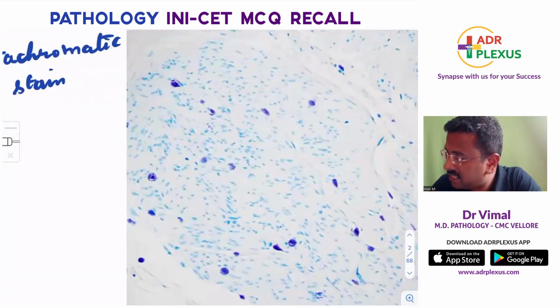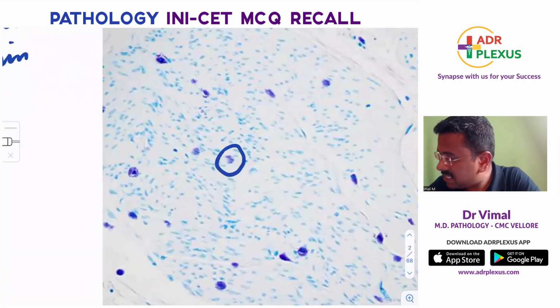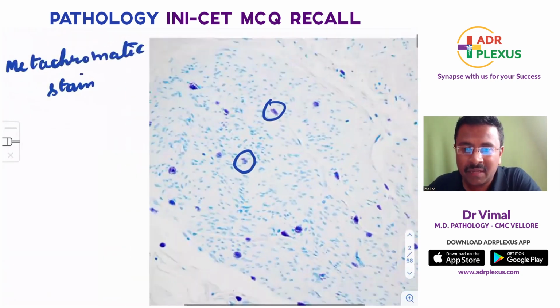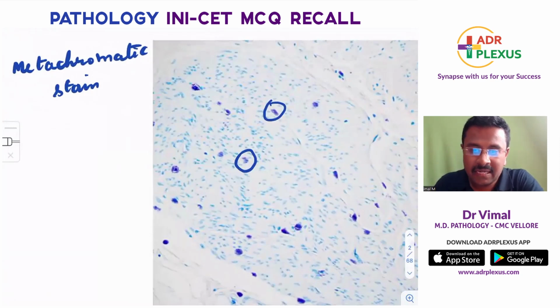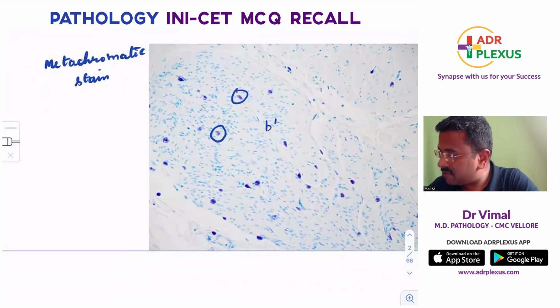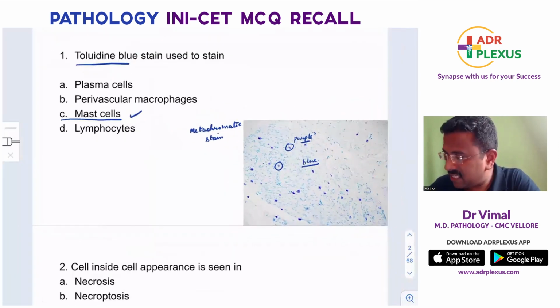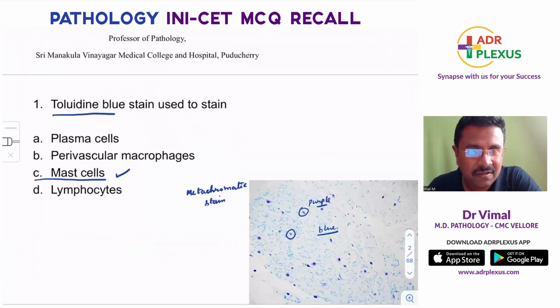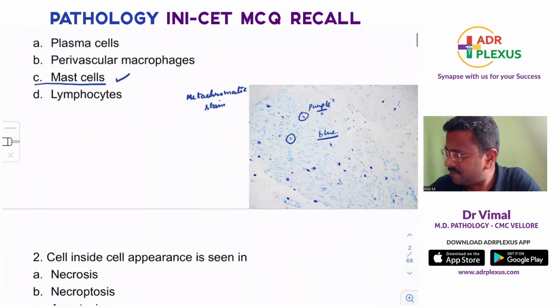You could see that these are all the mast cells staining red purple in color, and the background staining is blue in color. The background is blue, and this is purple. Because of this, this is a metachromatic stain. So this is a straightforward question, with nothing wrong, meaning no controversy about it.